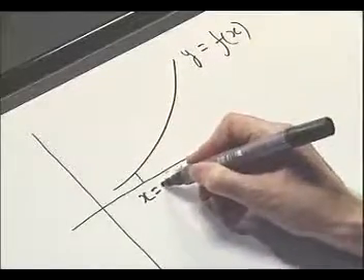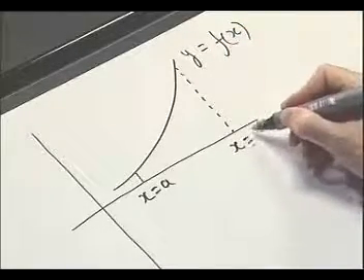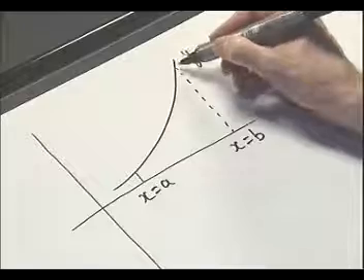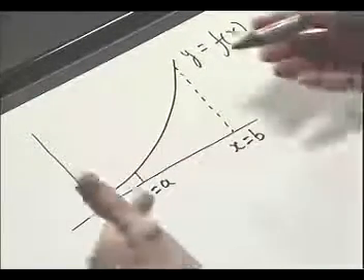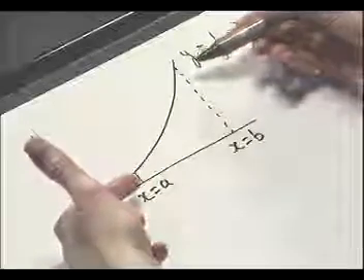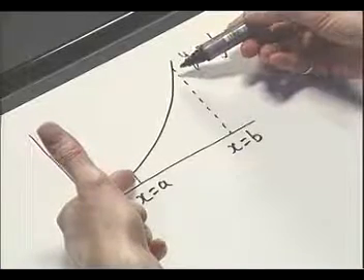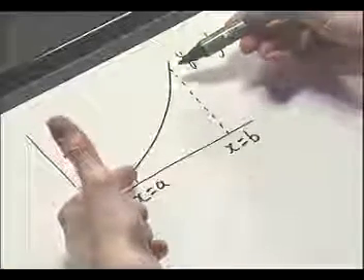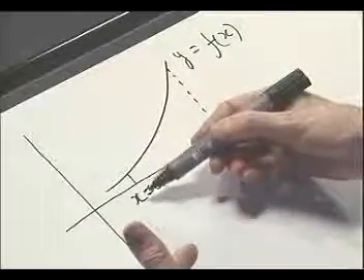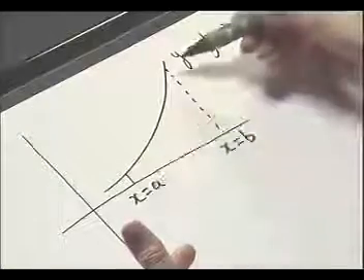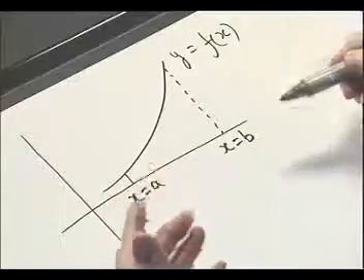Let's pick out two values of x. Let's say x equals a, and x equals b, and we've identified points on the curve. Now, let's imagine that we rotate this section of the curve about the x-axis through 360 degrees. So this will come round in a small circle, and this will come round in a big circle. And it will form a solid.